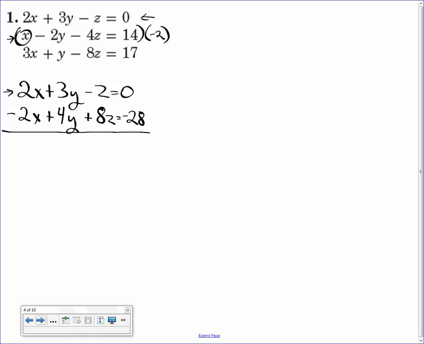Now we're going to add these two together just like we did back in lesson 3-1 part 2. Add these two together, 2x minus 2x are gone. 3y plus 4y is 7y. And negative z plus 8z is 7z. And 0 plus negative 28 is negative 28. Now we're going to put this equation on hold for just a second, and now we're going to work with our second equation.